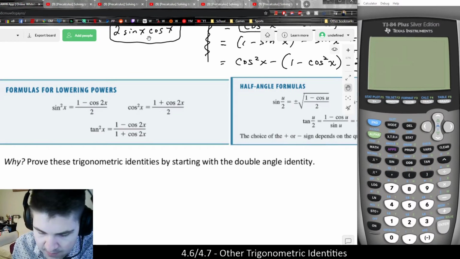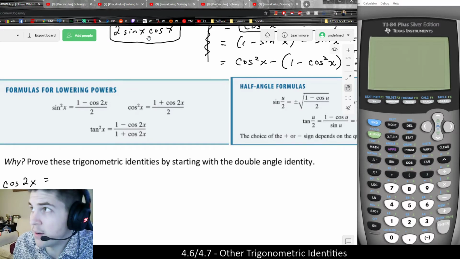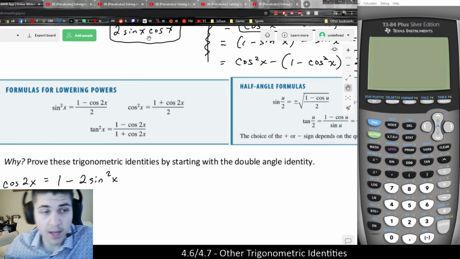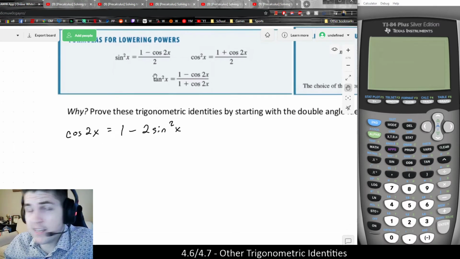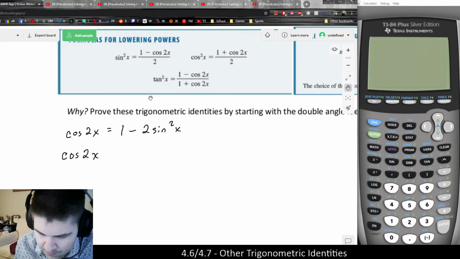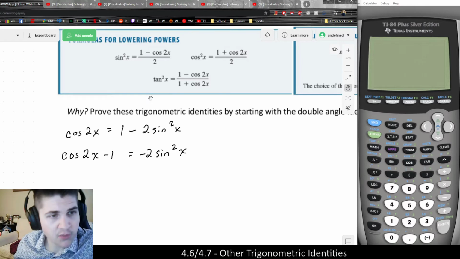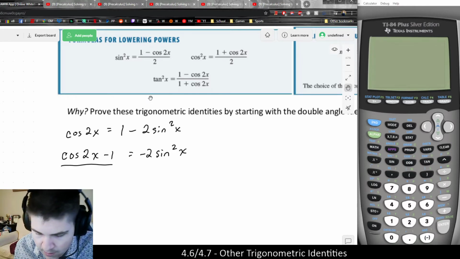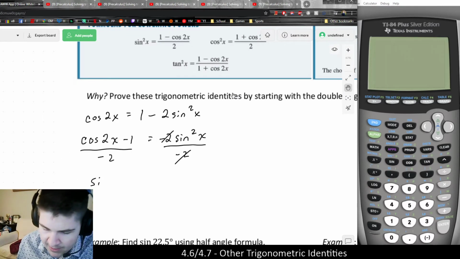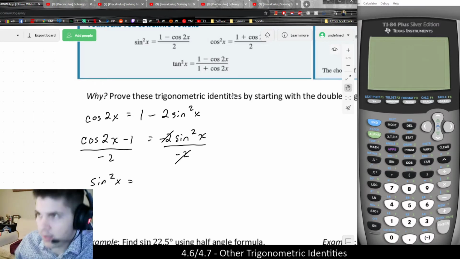cosine of 2x is equal to 1 minus 2 times the sine squared of x, version 2 as I called it in the previous video. Basically, if I just solve for sine squared, I could subtract 1 from both sides. And I could divide by negative 2 in order to cancel out the coefficient. And that would leave me with sine squared x is equal to cosine 2x over minus 2.